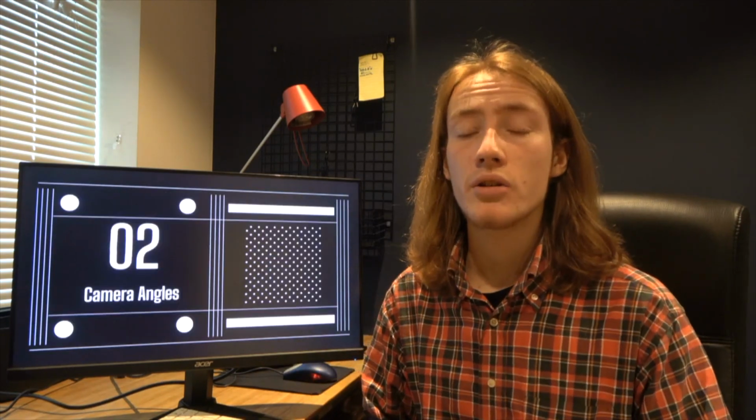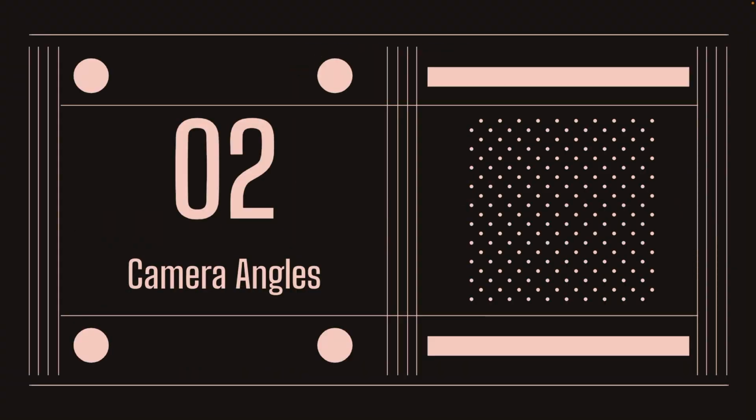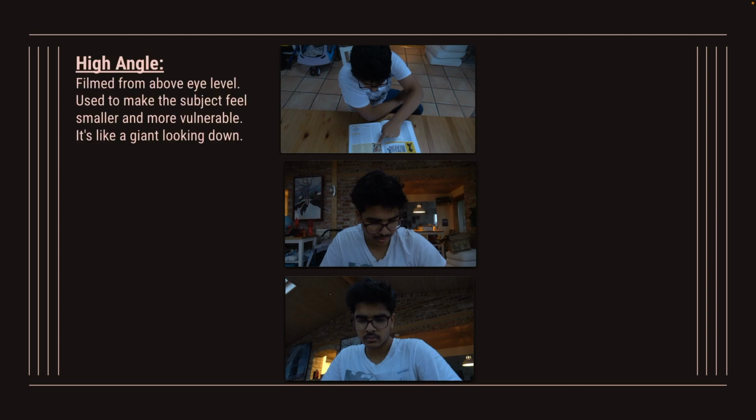In this next section, we'll talk about camera angles. Now here are 3 different shots. Could you maybe identify what these shots are called? This first one here on the very top is called the high angle, filmed from above eye level, used to make the subject feel smaller and more vulnerable. It's like a giant looking down.